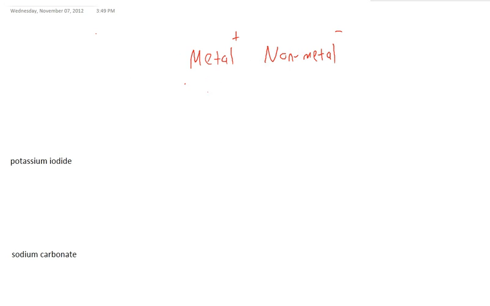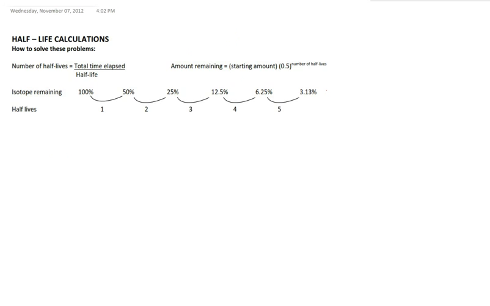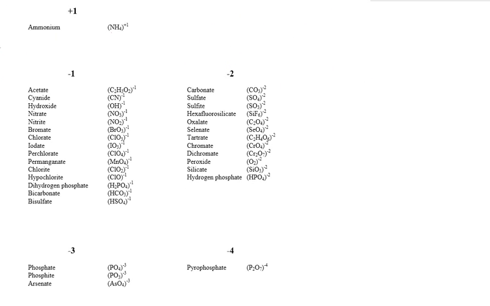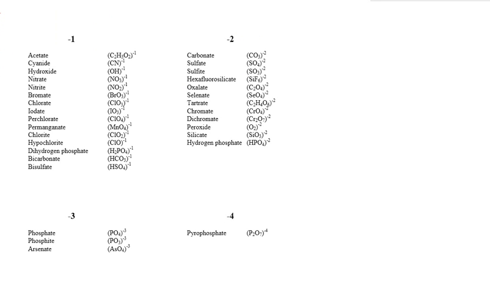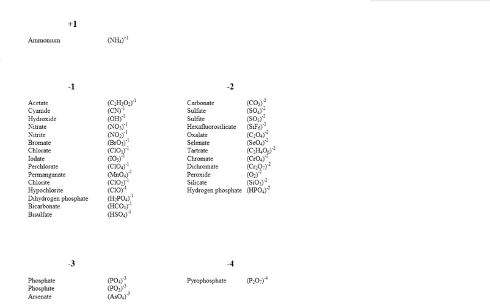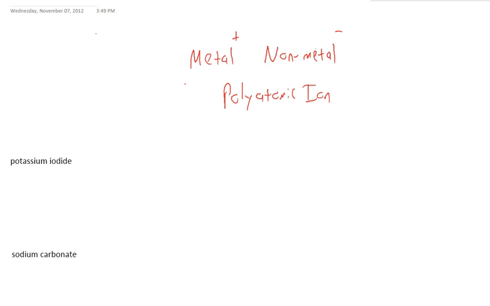Also, you could have something known as a polyatomic ion. And all a polyatomic ion is, is one of these guys right here on this list. These are groups of elements that are bonded together that have an overall charge. You can see that everything right here is a -1. These are all -2s, 3s, 4s, and there is a +1 ion. These things substitute for the metal or the nonmetal.